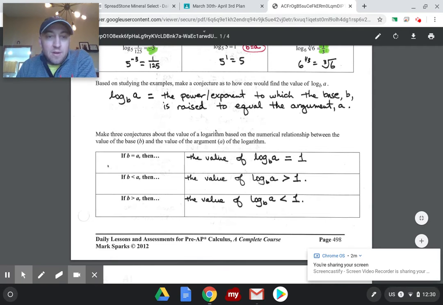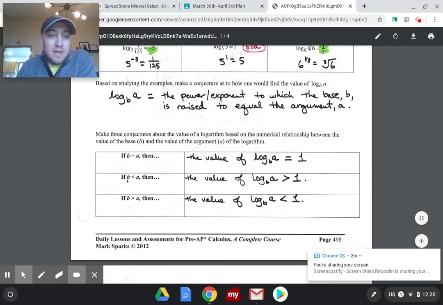If a is equal to b, then the value of log base b of a is equal to 1. That should make sense, because if you have a base raised to the first power, you're going to end up equaling exactly what you had to begin with. Like 3 to the first is 3. 5 to the first is 5.